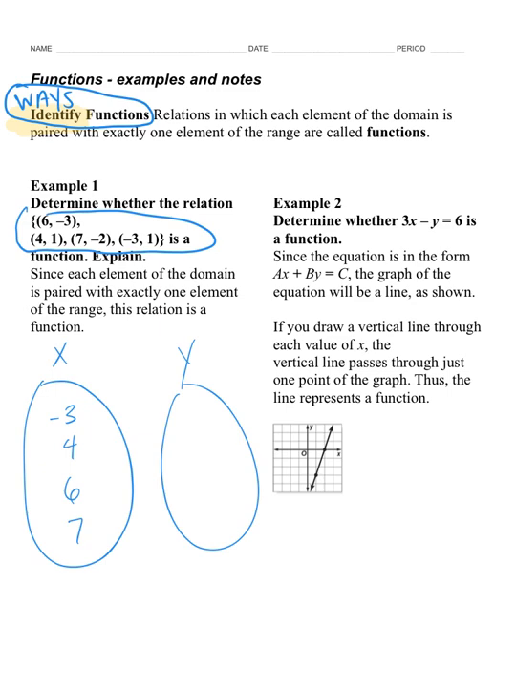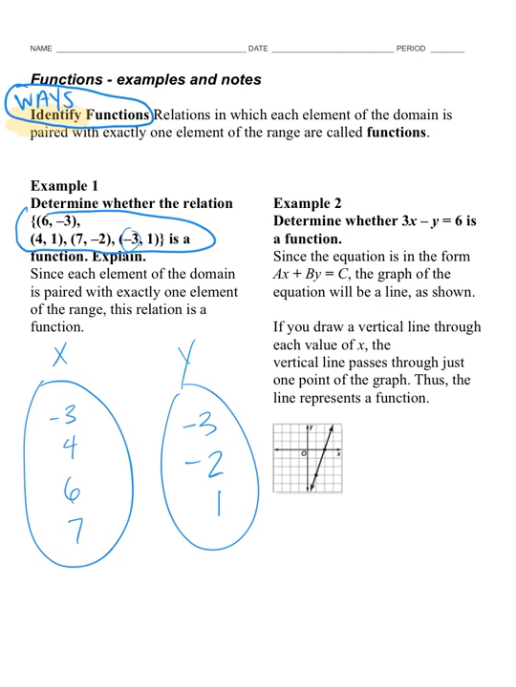No, it's 6, not -3. -3 is a y. Sorry, wrong -3. And then my y's, how many do I list? I only list 3. Why do I only list 3? Because one is repeated twice, and we don't repeat numbers in the bubbles.